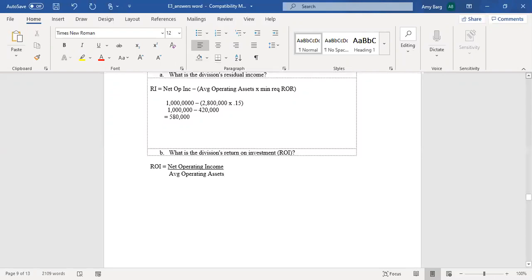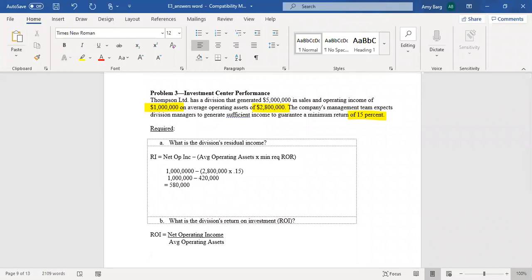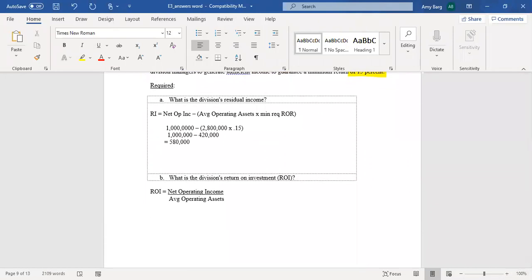And so those numbers are just the 1 million and the 2.8 million. So 1 million divided by the 2.8 million is equal to 35.7%. So at this point, what we would do is compare 35.7% to the 15% and say, is it bigger? And it is. 35.7% is much bigger than 15%. So this is good.